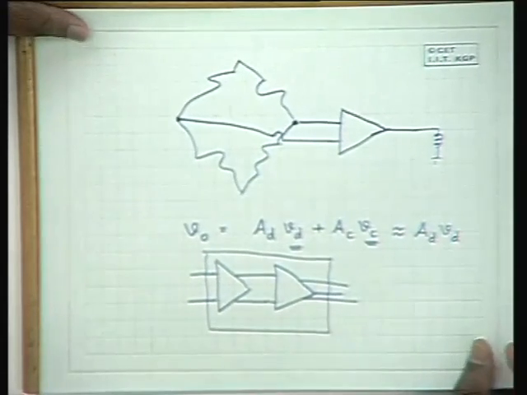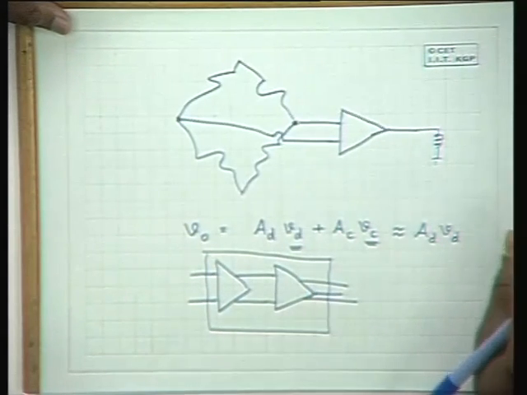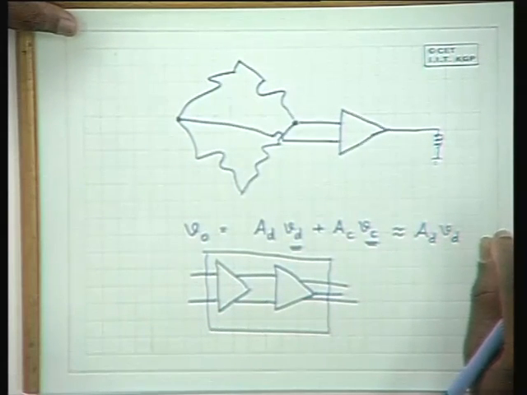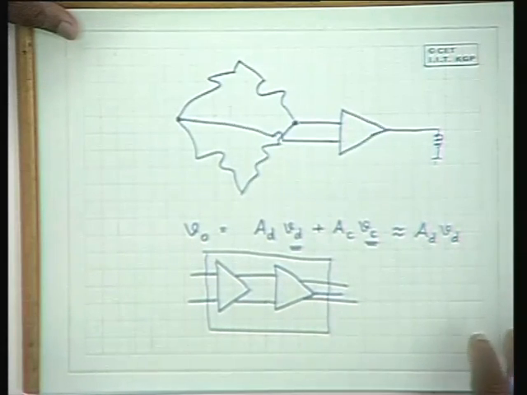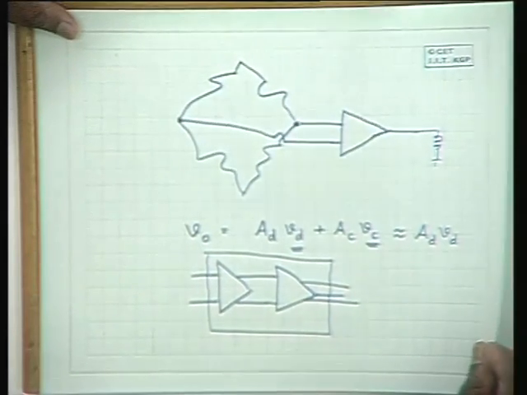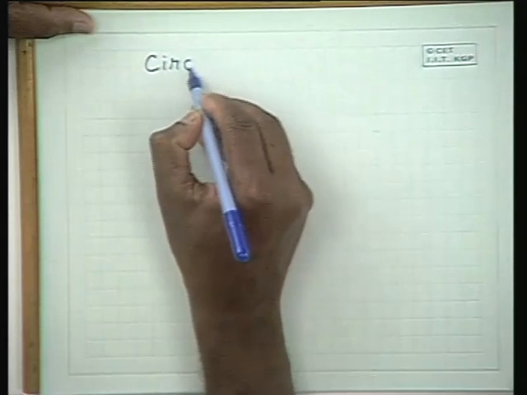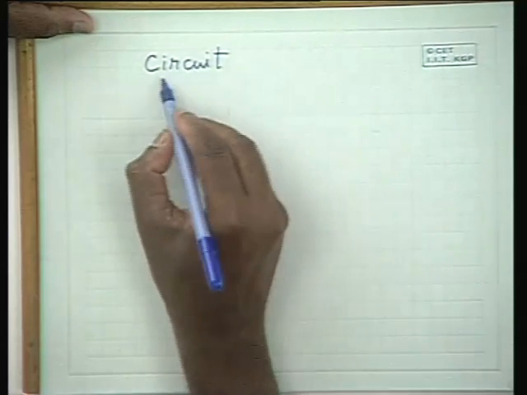Now, having defined the qualities of a differential amplifier, let us now see what kind of circuits can be used to implement the differential amplifier. It is interesting to see that a simple 2 transistor circuit can be used as a differential amplifier. Now here is the circuit for the differential amplifier, a primary circuit for a differential amplifier.